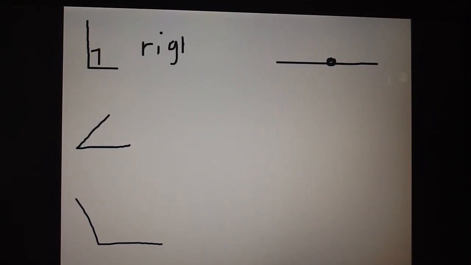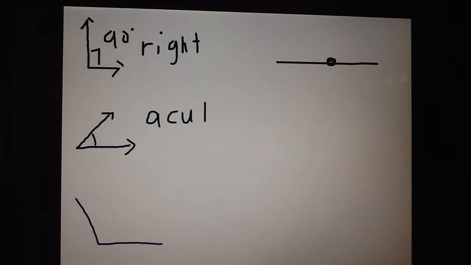Okay, next step. Talking about angles. We have different types of angles. What's this angle called here? Right. Right angle, which is 90 degrees. It always forms a 90-degree angle. What about this one here? Acute. And how do you remember the word acute? It's tiny. It's a small angle, so it's cute.